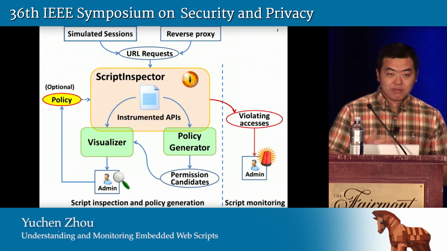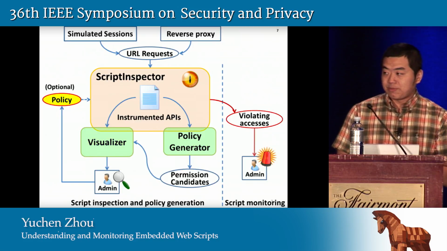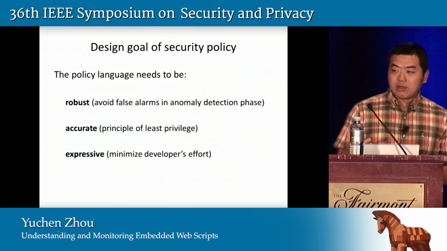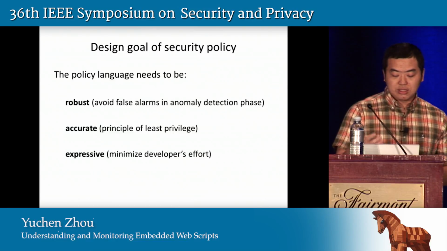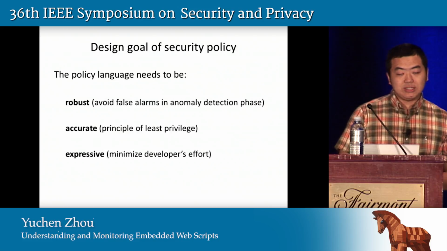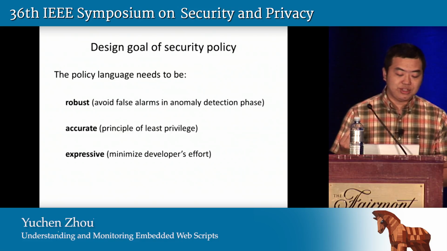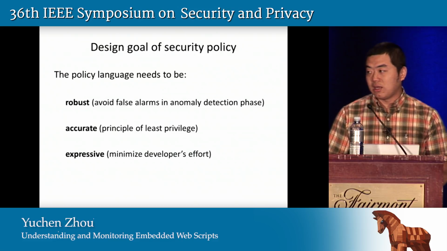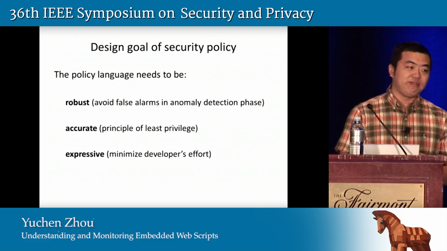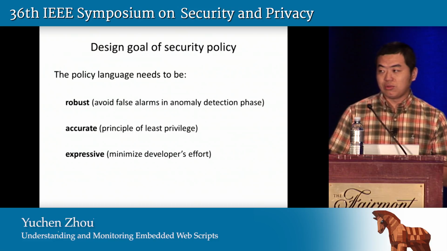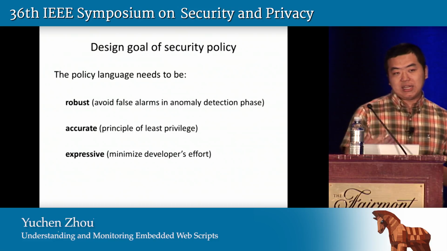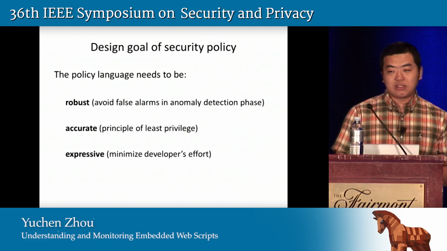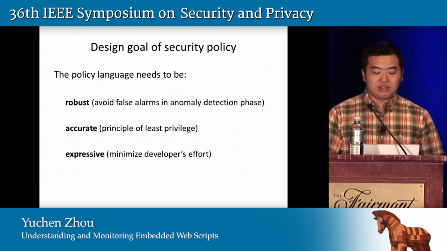Moving on to the security policy that Script Inspector supports. Script Inspector must support a security policy that meets several goals. The most important is that the policy language needs to be very robust. This is to avoid false alarms when the page content slightly changes or if a new page is added to the site. Say eBay.com has a new item listed or NewYorkTimes.com has a new news page, we don't want to redefine the policy all the time.